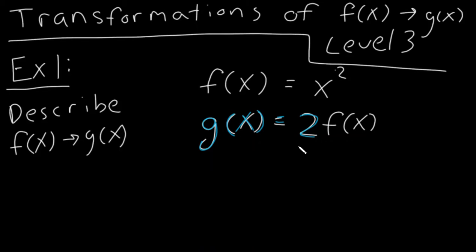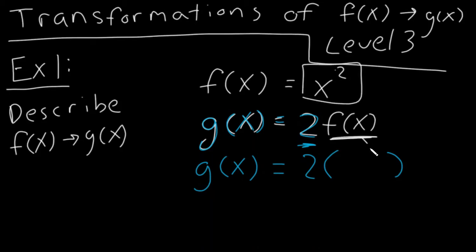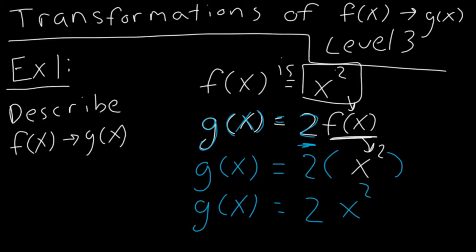Well, in this case, we're simply multiplying the entire function f of x by 2. So g of x can actually be written as 2 parentheses, and whatever we see f of x described as, which is x squared, we're then going to put that entire function inside of parentheses. So f of x is x squared, and so I notice that here I have 2 times f of x. Well, that means we have 2 times x squared. Now, what is that actually going to look like? Well, we would have g of x is equal to 2x squared.